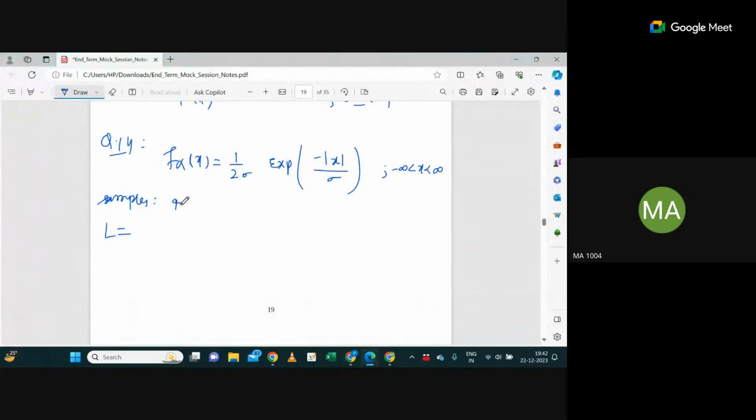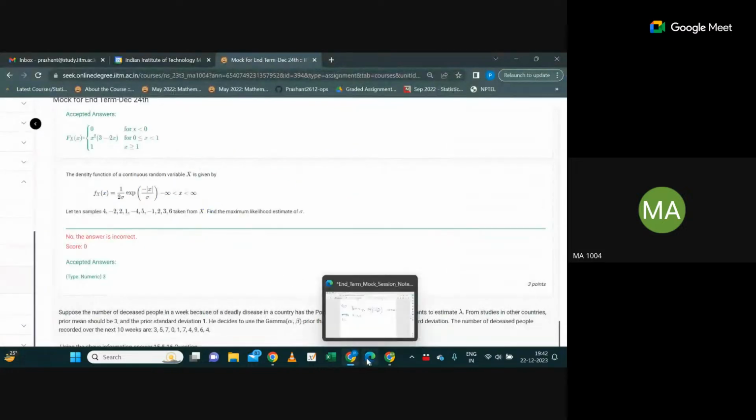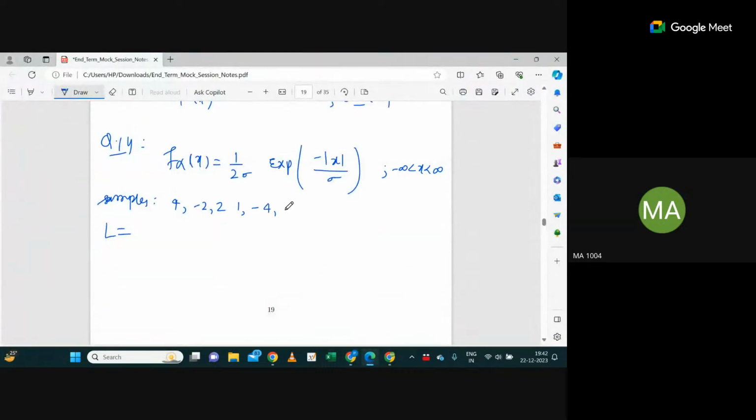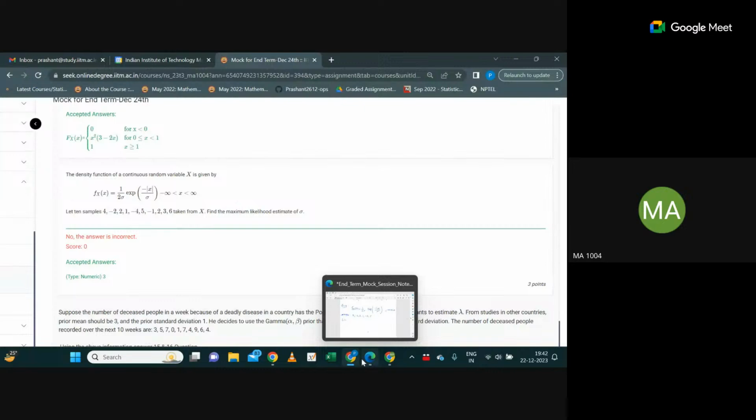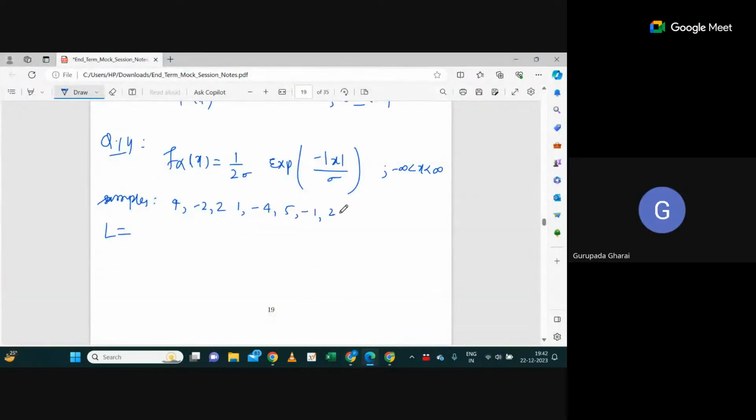So we have a total of 10 samples. The likelihood is nothing but the product of the pdf over all 10 samples, right? That means the product for i equal to 1 to 10 of 1 by 2 sigma exponential of minus modulus of x by sigma, where I can write xi.